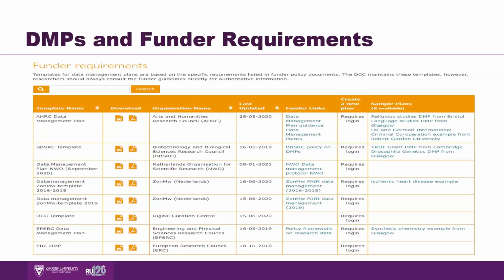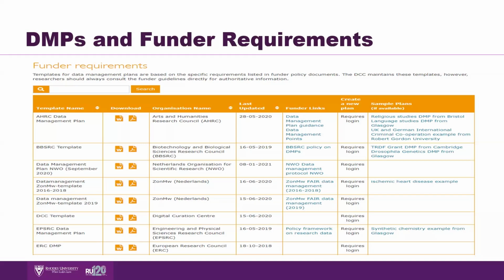And here's an example of software. The software in question here is DMP Online. And if you go to DMP Online, you can see that there are several funders that are listed there. The first one here is the AHRC Data Management Plan. The second one is the BBSRC template.